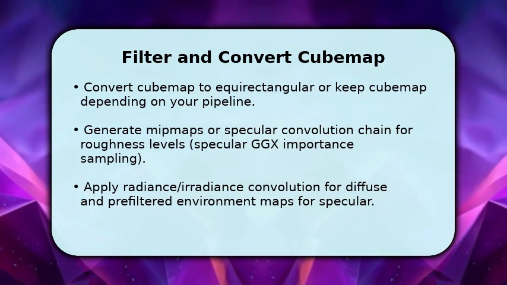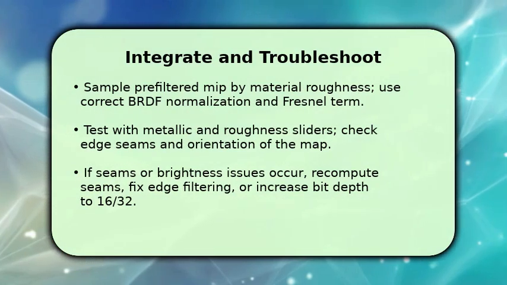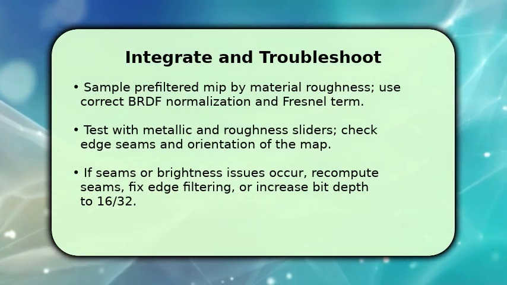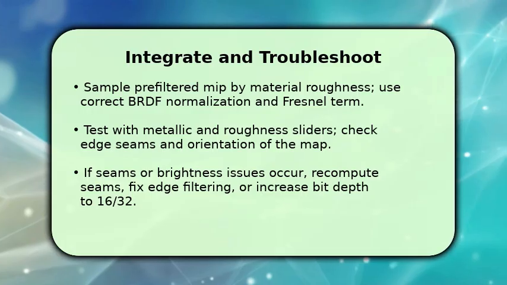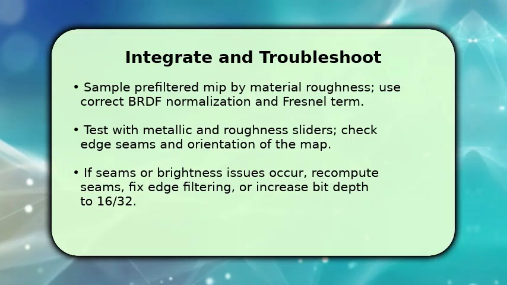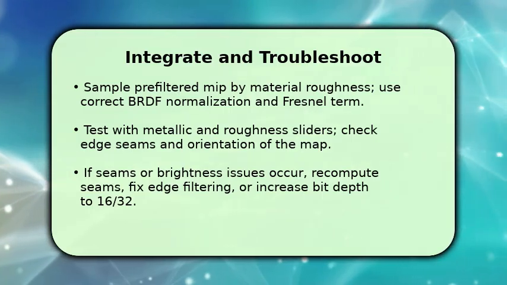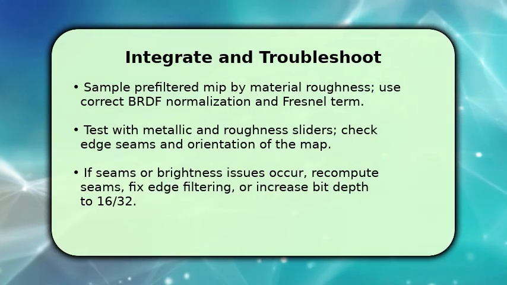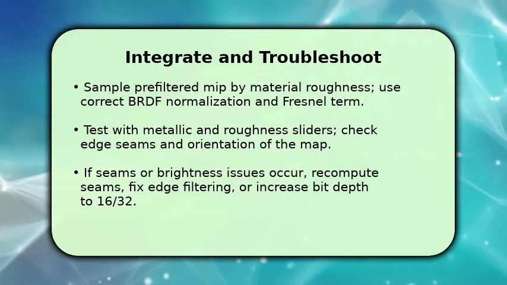You now integrate the reflection map into your shader. Sample the prefiltered specular MIP according to the material roughness value and apply the BRDF with Fresnel. Combine with the irradiance for diffuse. Test with metallic and roughness variations. Look for seams or orientation errors and inspect highlight energy.